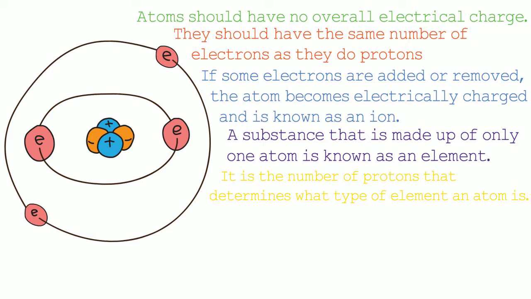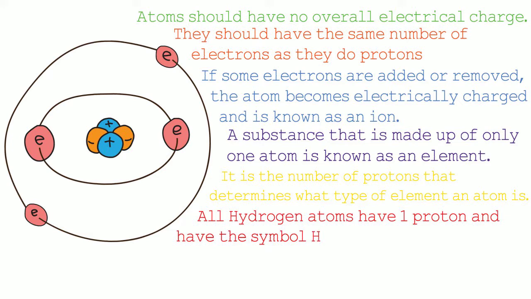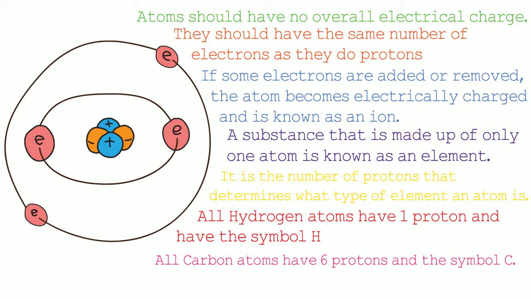For example, all hydrogen atoms have 1 proton, and they have the symbol H. All carbon atoms have 6 protons, and they have the symbol C. It is only the first letter of the symbol that is capitalized, and the second one must be lowercase. For example, if we look at helium, it has a symbol of He. So the H is capitalized and the e is in lower case.